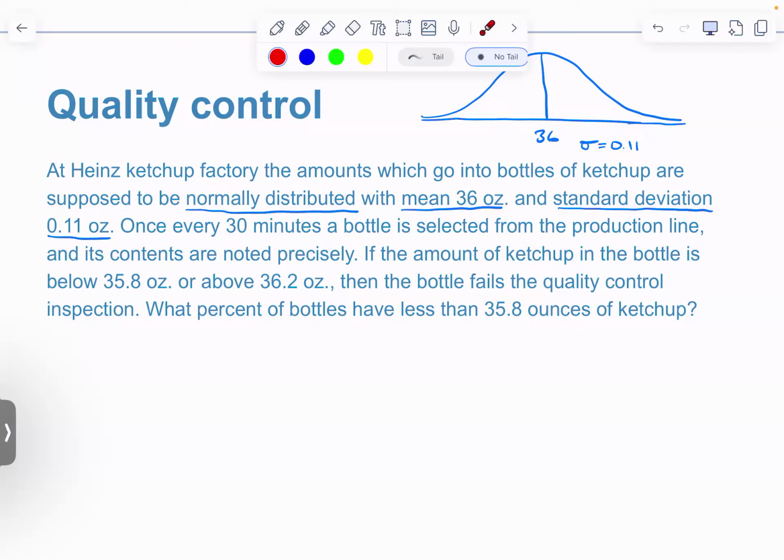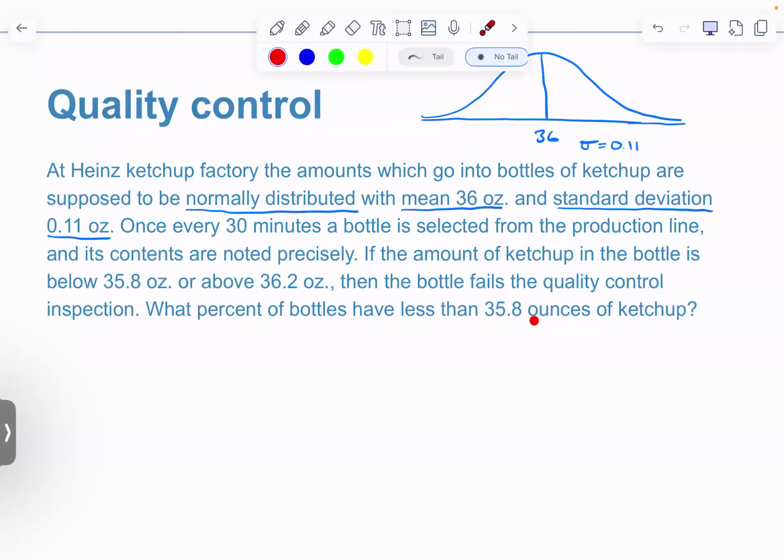Usually if you have something that fails quality control, you stop the production and adjust your machinery, and there are probably proper procedures for that. But for us, we just need these thresholds. We're going to start by answering what percent of bottles have less than 35.8 ounces of ketchup.